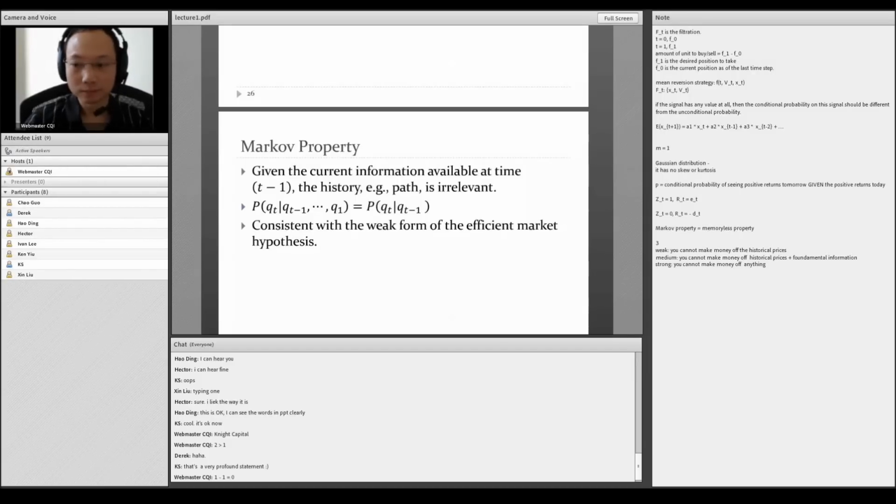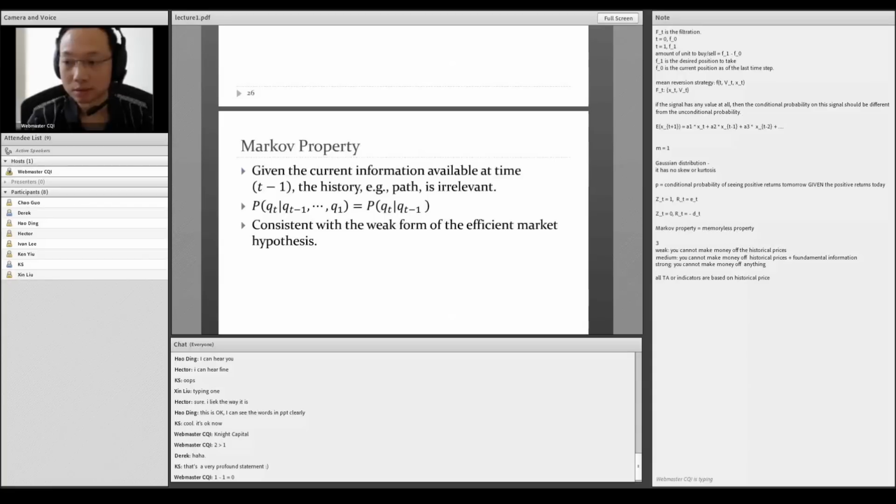So the Markov property is just the weak form. It's just saying historical prices are irrelevant. There's a logical consequence of this: if the Markov property is true, or if the weak form of the efficient market hypothesis is true, it means that no technical analysis can make money, right? Because all technical analysis, or all technical indicators, are based on historical prices.